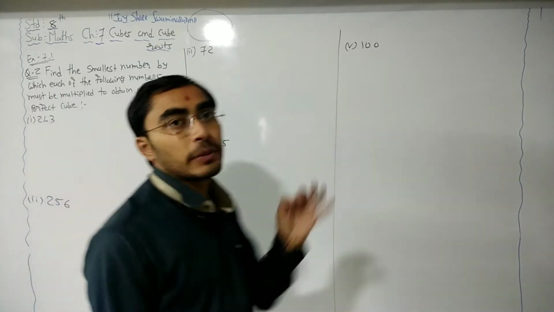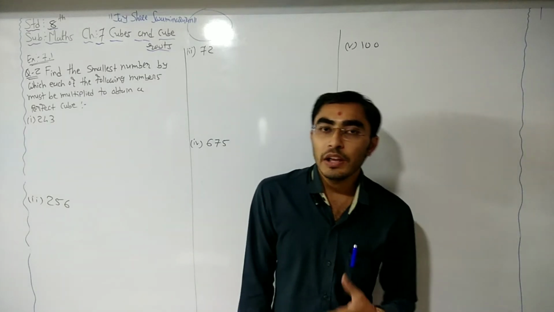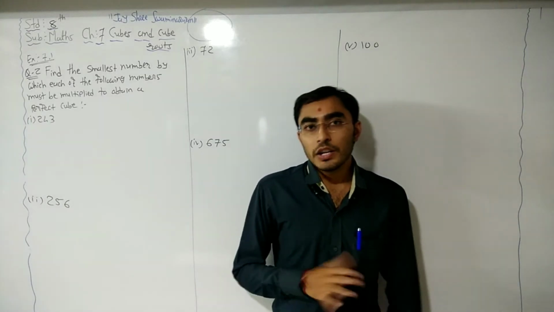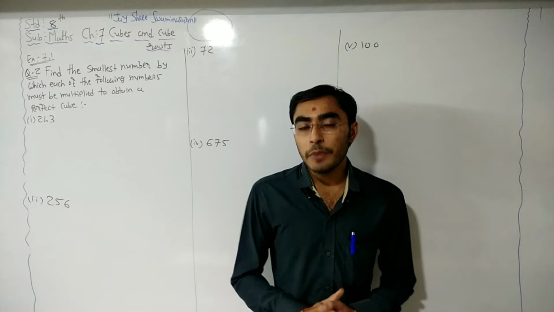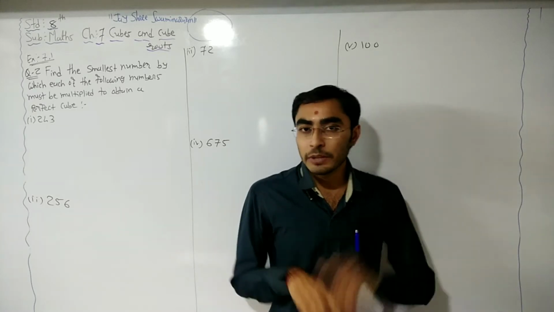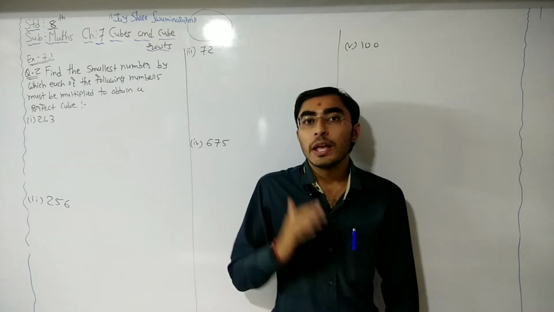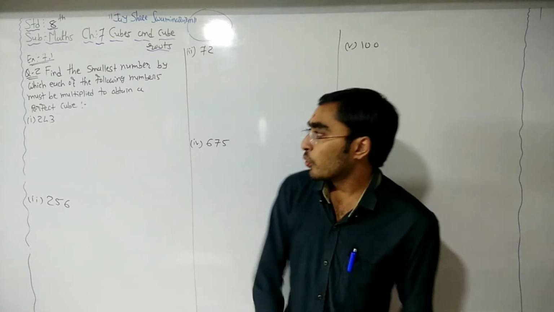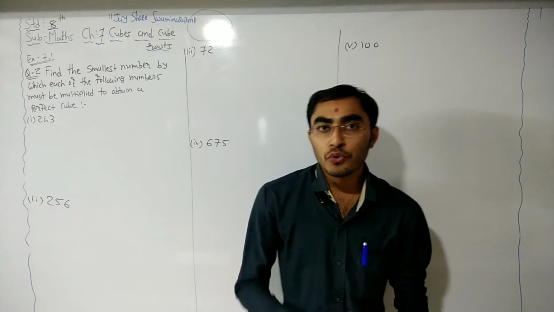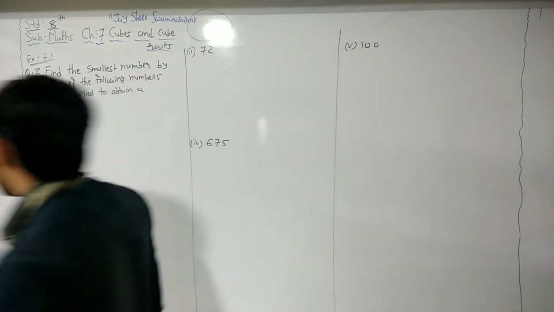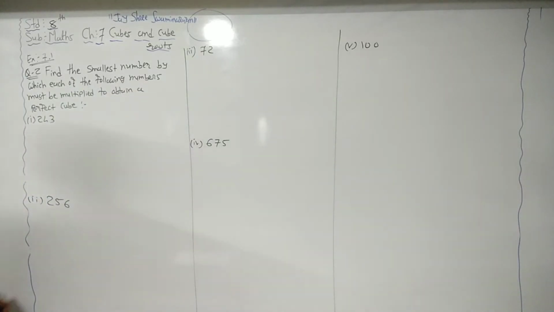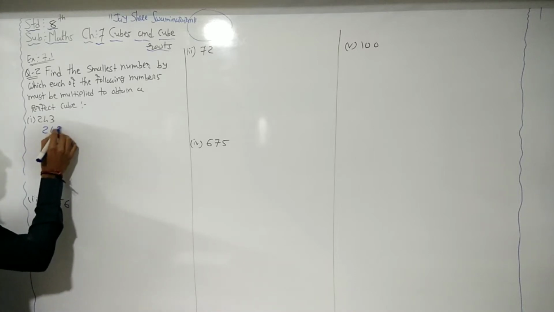Here we need to use the prime factorization method and make the pairs. If any number doesn't make the pair, then we need to multiply with a number and make the pair. So our first question is 243. Use the prime factorization method here.